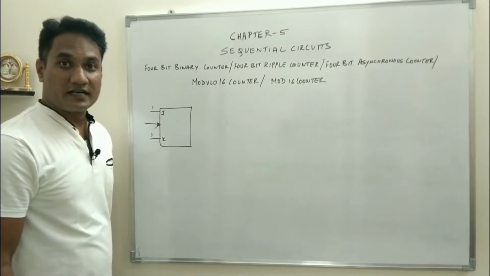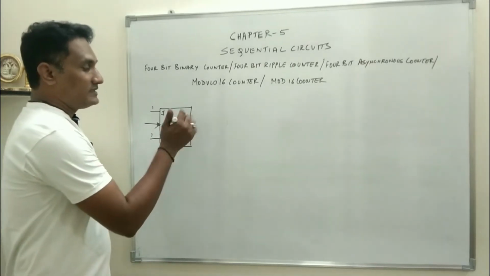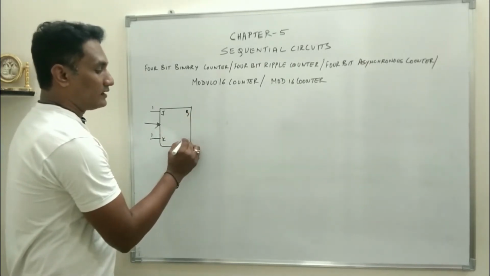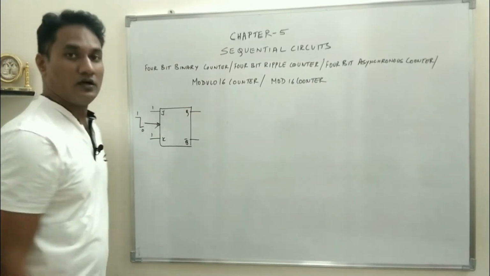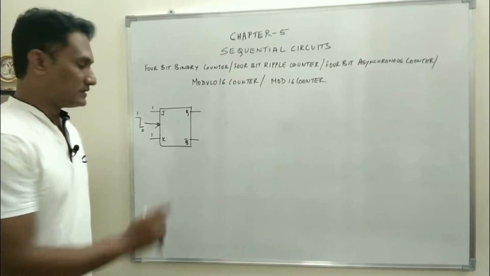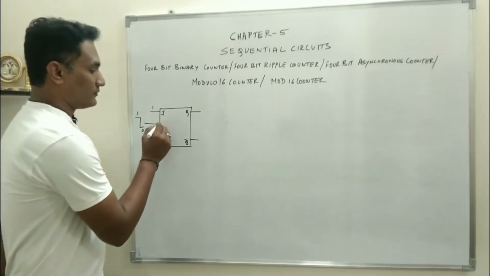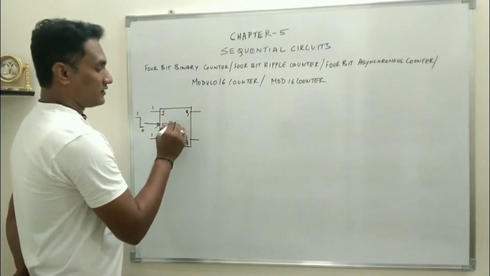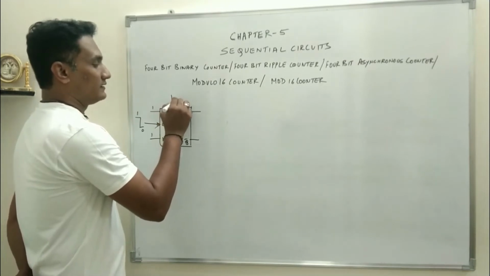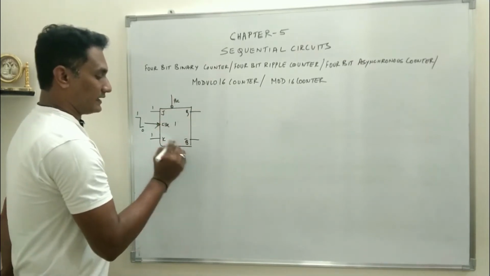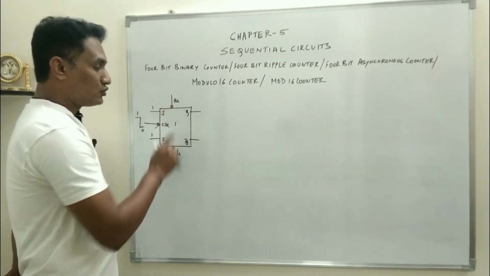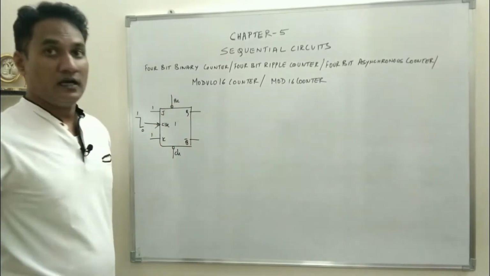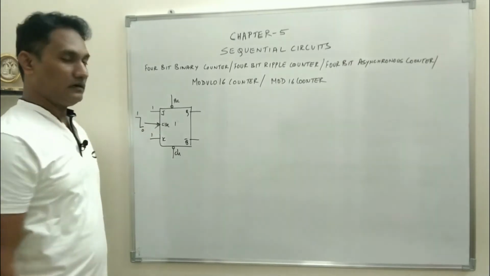A negative edge triggered flip-flop will change its output, that is Q and Q bar, when the clock goes from 1 to 0. Right, 1 to 0. This is a negative edge triggered flip-flop. So this is the clock, this is preset and this is clear. Preset and clear terminals are used to set and reset the output without applying the clock pulse.